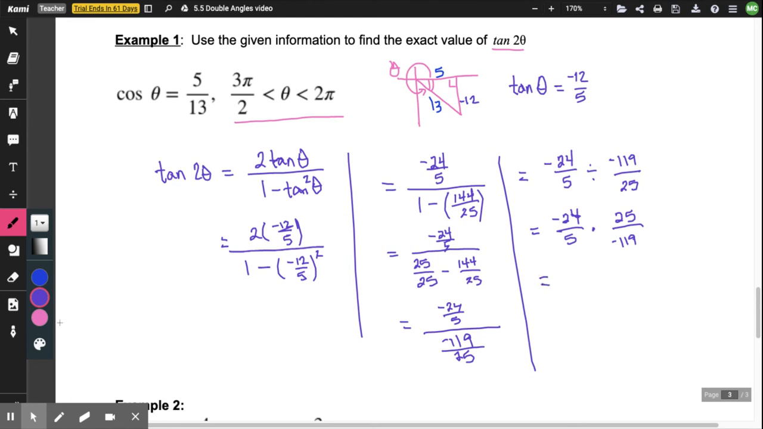Okay, I'm going to deal with the signs real quick because if I don't have to write them, I don't want to. I've got a negative times a negative, so that means when I multiply them together, my final result is going to be positive. So I'm not going to worry about the negatives anymore.